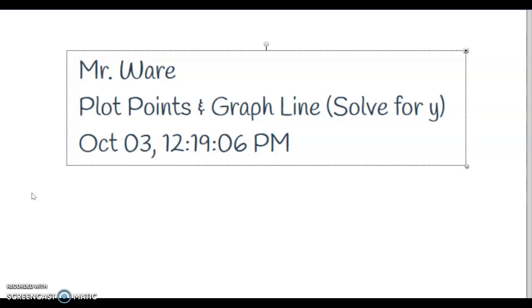Today we're looking at how to plot points in graph and line, solve for y. So basically we're going to take an equation that's in standard form, change it to slope-intercept form, and then graph the line. So let's begin.